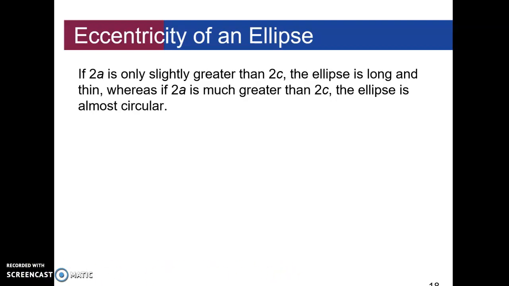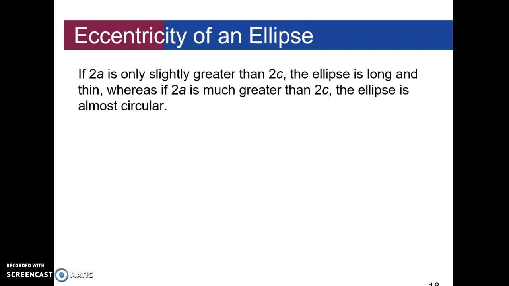Now, there is a concept known as the eccentricity of an ellipse, which really is basically about how round the ellipse is. How close to a circle does it come? So if the value of 2a is only slightly greater than the value of 2c, the ellipse is long and thin. But if the value of 2a is much greater than that of 2c, that means your foci are closer together, then the ellipse is going to be almost circular.